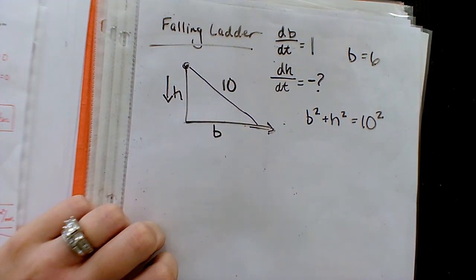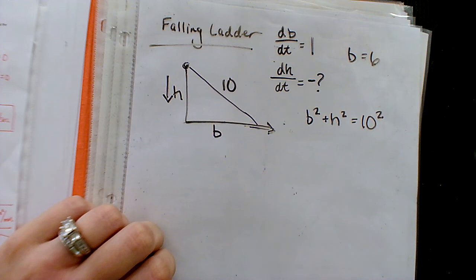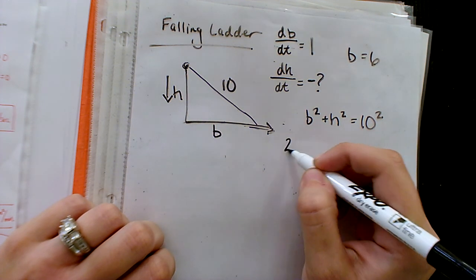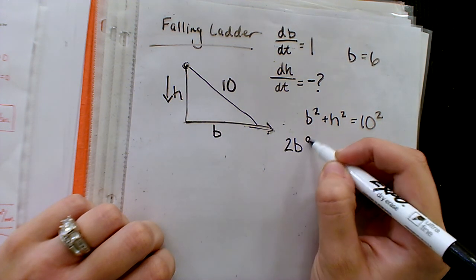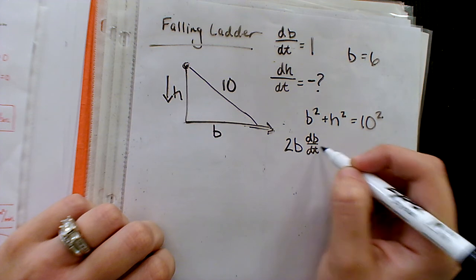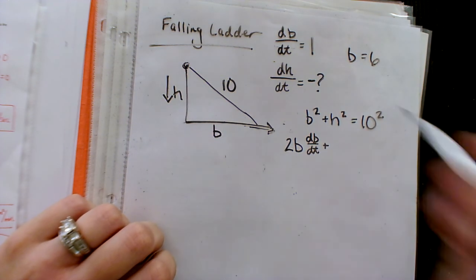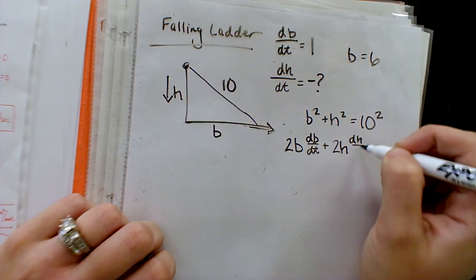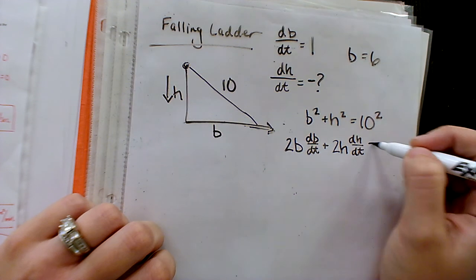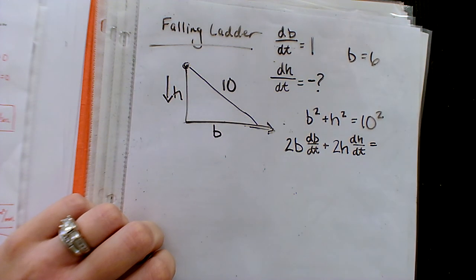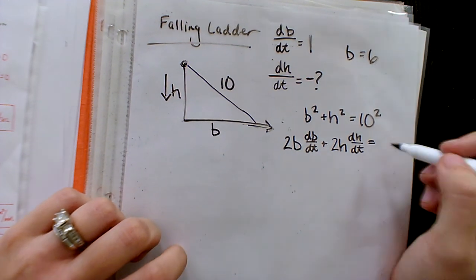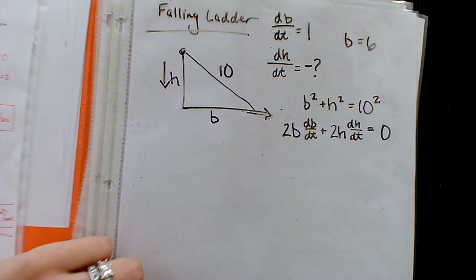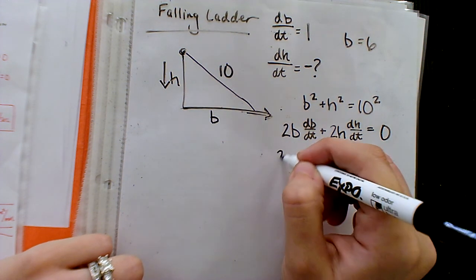So we're going to go ahead and take the derivative, plug in our values, and see if we can get our solution. So derivative of b squared, 2b, dB over dt, plus the derivative of h squared, 2h dH over dt. Derivative of 10 squared, 0. All right. Let's try to fill in what we know.